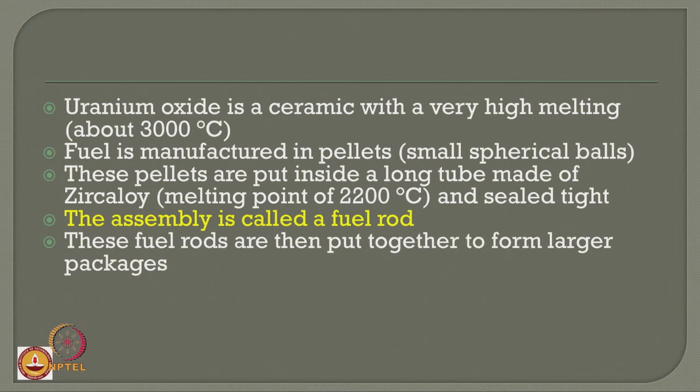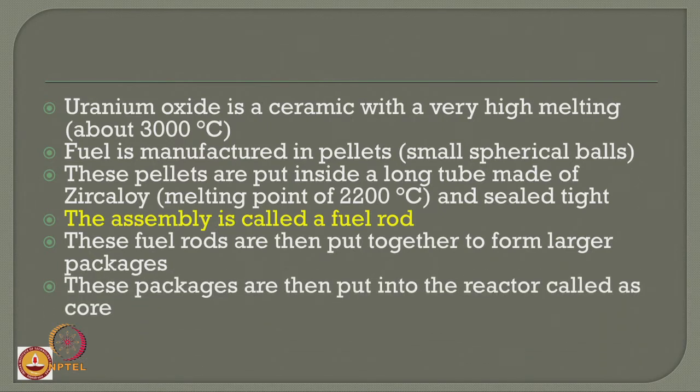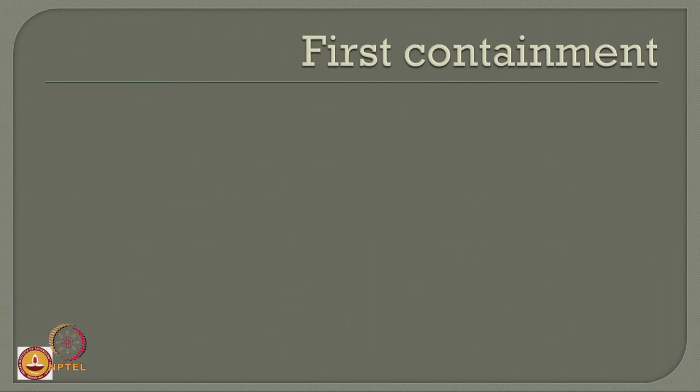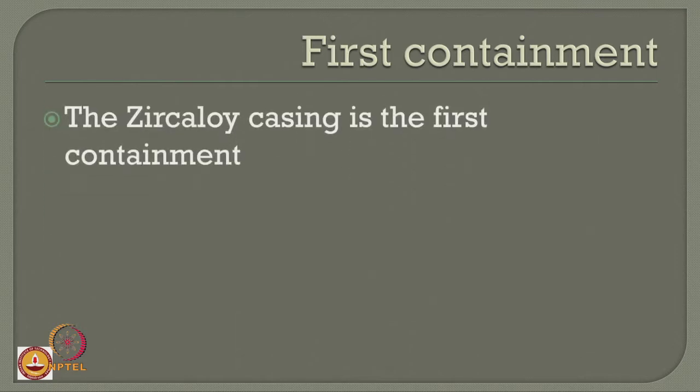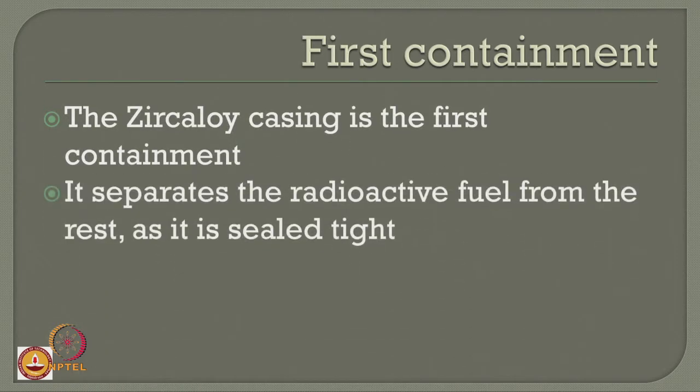These fuel rods are then put together in groups to form larger packages. These packages are subsequently put into the reactor and they are called the core. Let us talk about the different containments in a nuclear reactor. The first containment is the zircaloy casing. It separates the radioactive fuel from the rest because it is completely sealed tight.